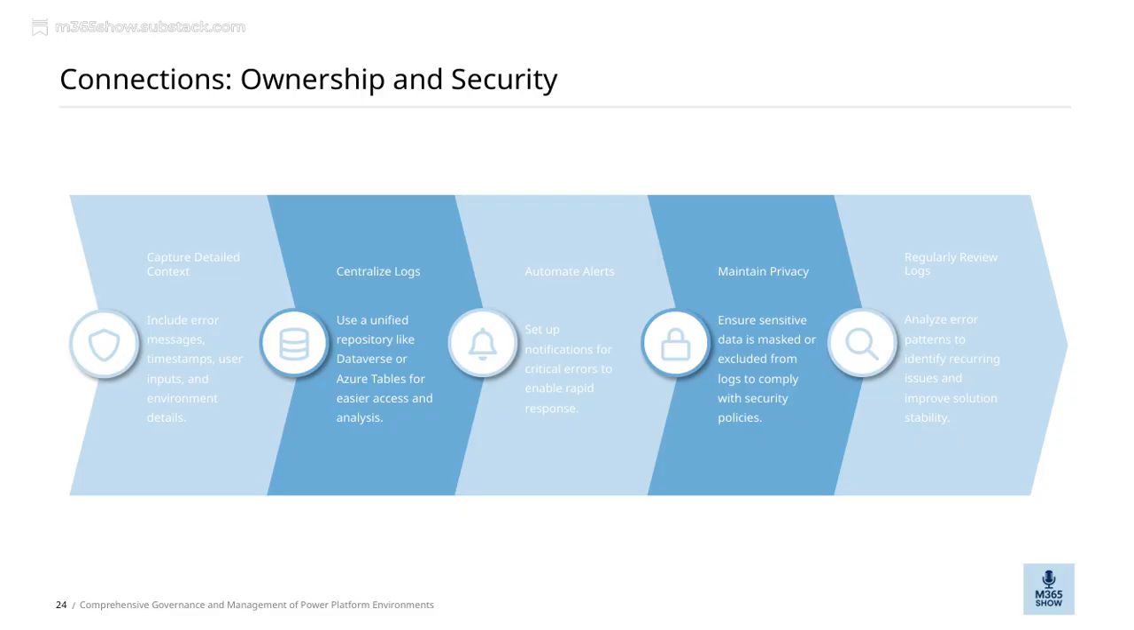Setting up notifications for critical errors is another vital step. With automated alerts, we can respond quickly to issues as they arise, minimizing downtime and impact. It's all about being proactive rather than reactive. To make analysis easier, we should centralize our logs in a unified repository, such as Dataverse or Azure Tables. This simplifies access and allows us to perform more efficient investigations.